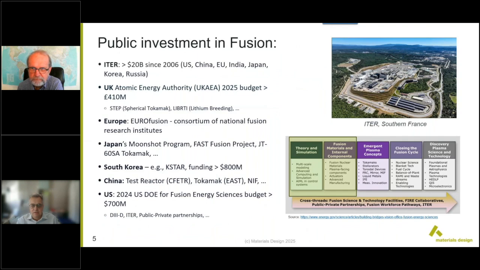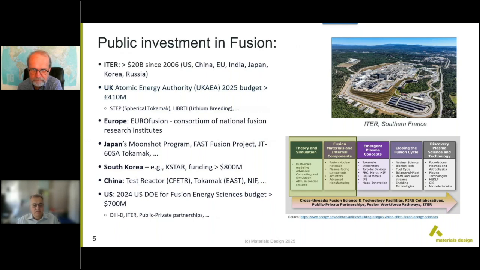So concurrent with the promise of fusion, there's really been, over the past years in particular, a very strong increase in investment. And I'll talk about both public and private investment. In terms of public investment, the biggest project worldwide that's currently going on is probably ITER, a facility being built in the south of France, started in 2006 as an international consortium between the US, China, European Union, India, Japan, Korea, and Russia. And so far, the investment, depending on what you count and don't count, is definitely above $20 billion. Some people put the figure much higher than that.